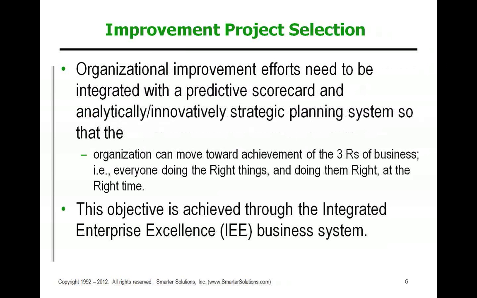What I'm suggesting is that we need a system where predictive scorecards are integrated with analytically and innovatively determined strategy so that we can achieve what I call the 3 R's of business. That is, everybody doing the right things and doing them at the right time. What happens then is we're working on process improvement efforts that help the big picture, and we can accomplish that through this integrated enterprise excellence system.